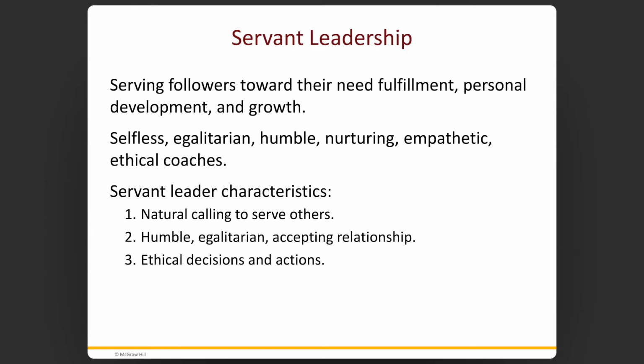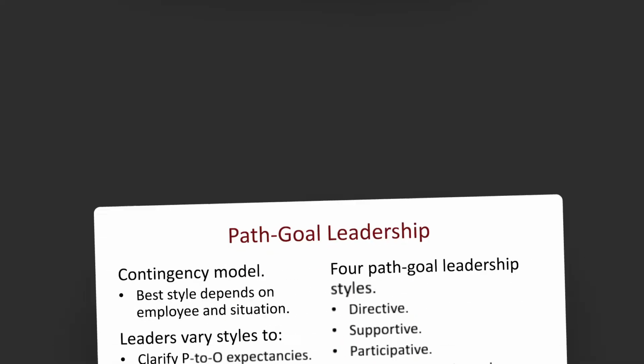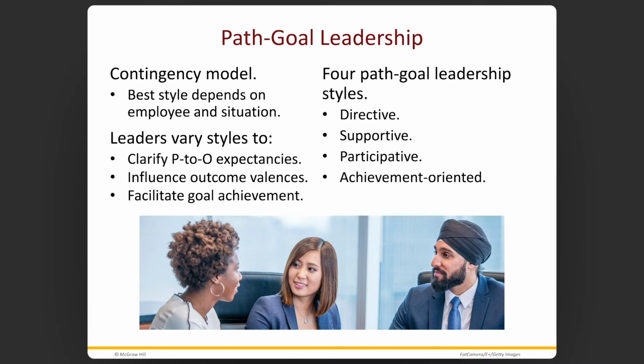Anchor decisions and actions in ethical principles and practices. There's the notion of path goal leadership, the contingency model of managerial leadership. The best leadership style depends on the employee's situation. So yeah, there's a contingency. The leadership style that's employed depends on the environment, the employee, the situation, what's needed.